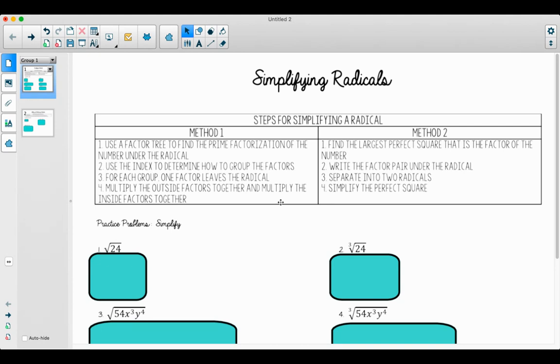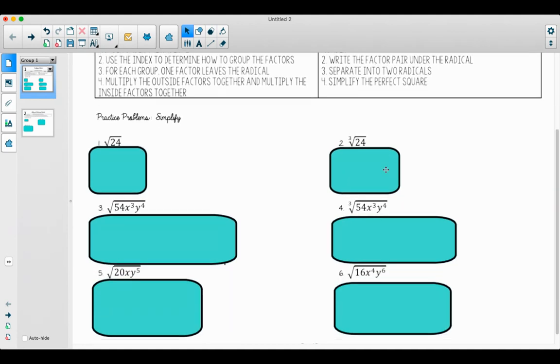Option two is we look for that largest perfect square or largest perfect cube that's a factor of that number, and then write the factor pair underneath the radical. And then you can separate it into two separate radicals and then simplify that perfect square or that perfect cube that we're dealing with. So let's look at some practice problems that we want to simplify.